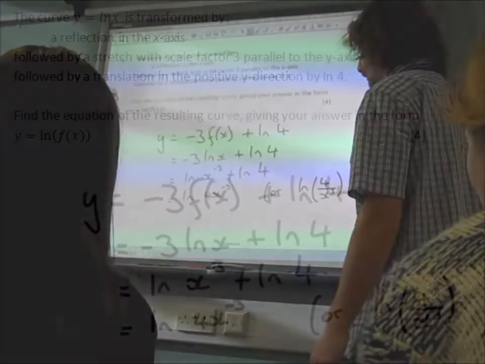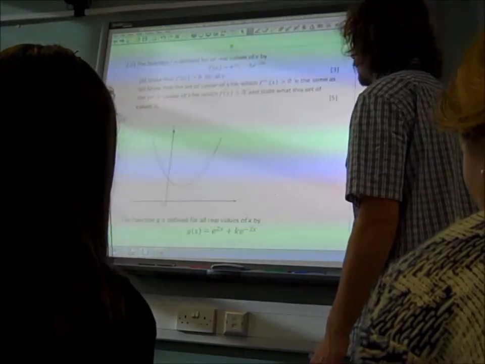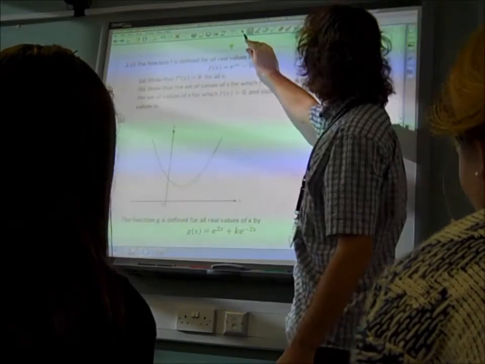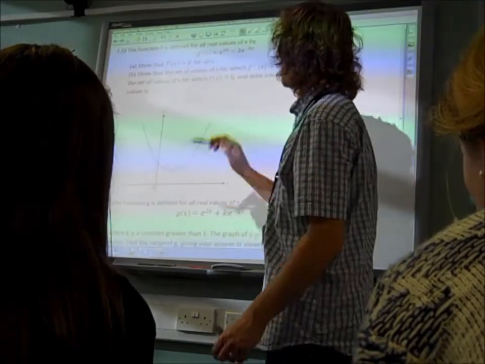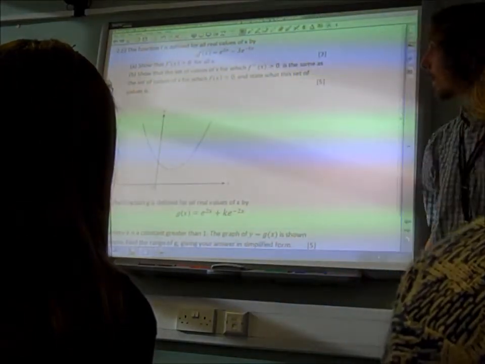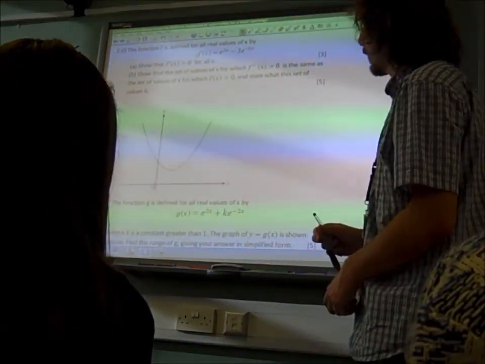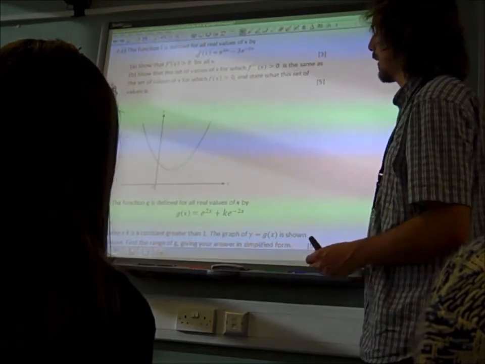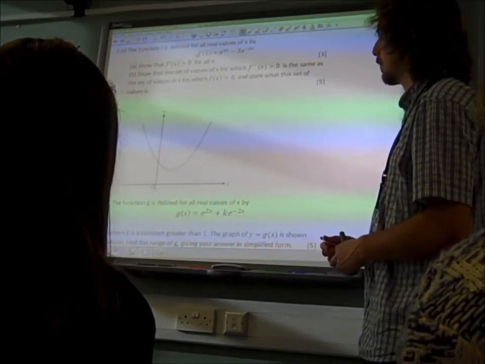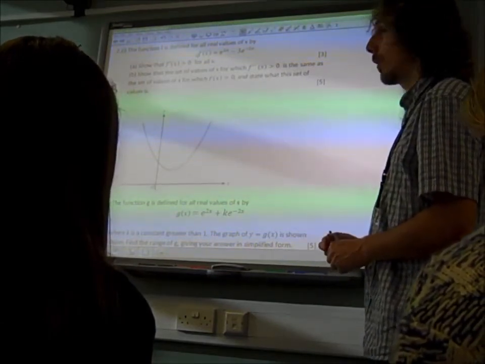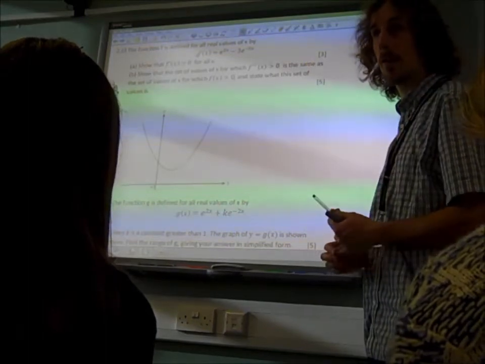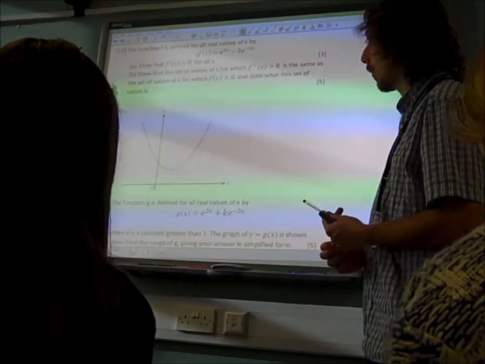The next one was the big question. Huge number of marks for this. The function f is defined for all real values by f of x is e to the 2x minus 3 e to the minus 2x. Show that the gradient function f dashed x is bigger than 0 for all x.